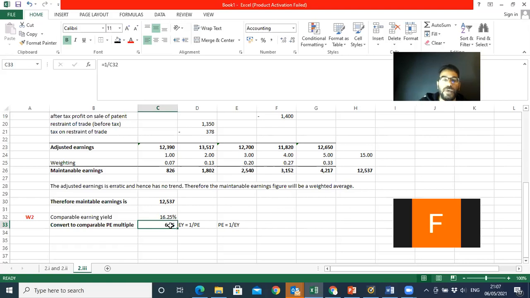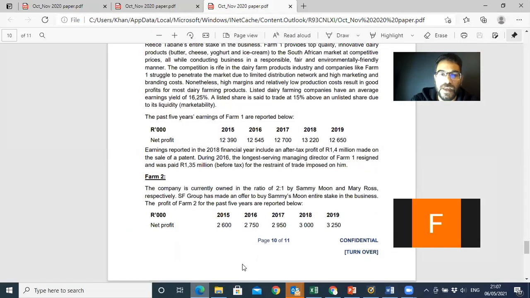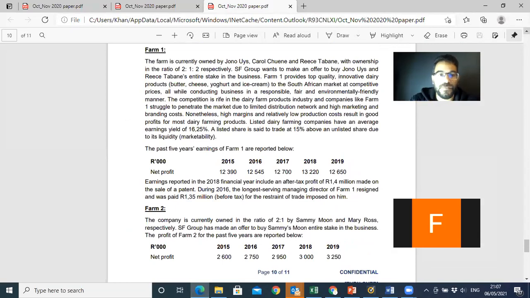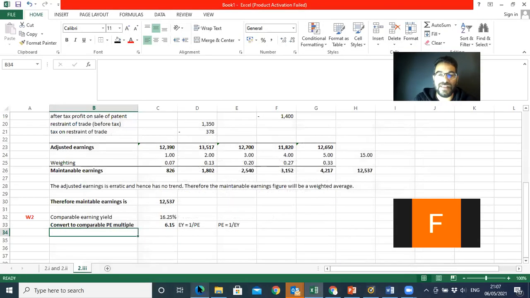How do we do that? We adjust for differences between Farm 1 and the comparable PE. Okay, so let's have a look. If we go back to the scenario, it will tell you what adjustments you need to make without being direct. Okay, so you can have a look over here. It says Farm 1 provides top quality, innovative dairy products.